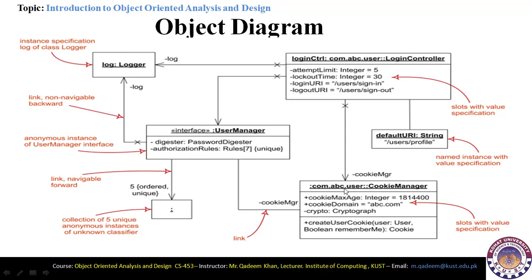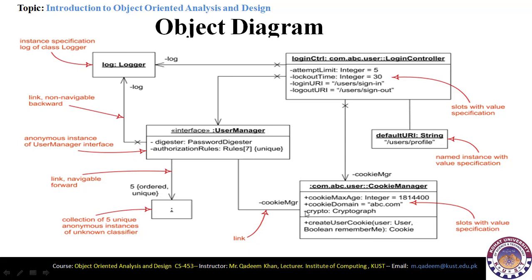It is inherited from the cookie manager class, and this object has its data members and member functions, and this object is in fact communicating with the login control com.abc.user, and it is inherited from the login control class, and it has only its data members, which are the variables, while this object has a set of different variables and also different sorts of functions, which are the methods.